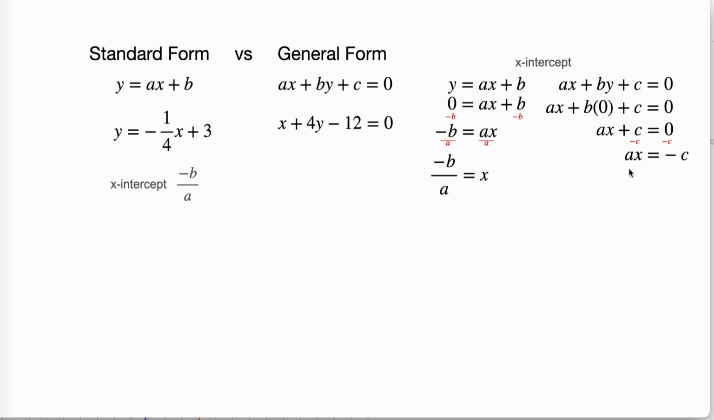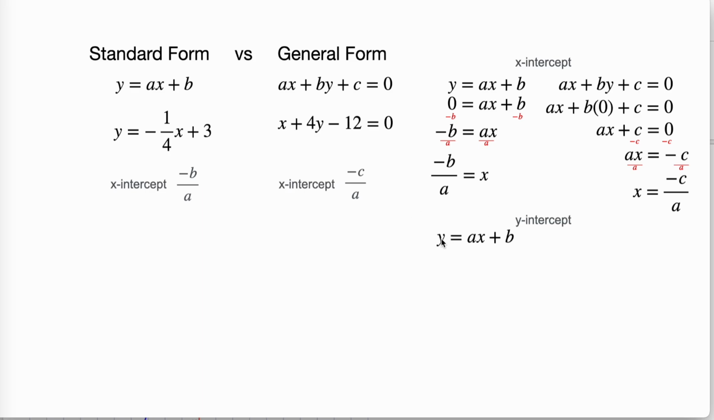Then, to get the x alone, the a is multiplying it. I divide both sides by a. That gives me x is equal to negative c over a. So this is the x-intercept for the general form, negative c over a. For the y-intercepts, this is when x is equal to 0. The y-intercept for the standard form is b.